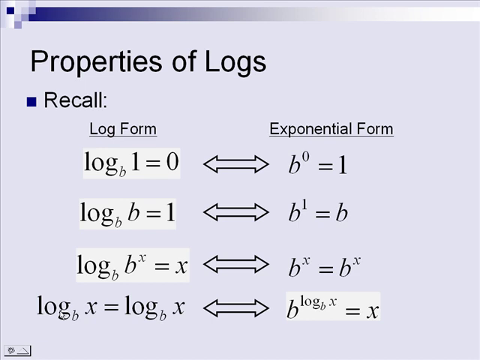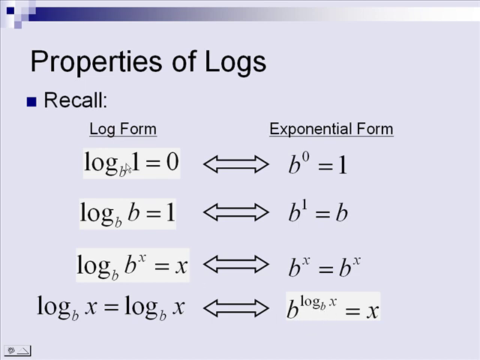The last one here, the log form is more obvious. Log base b of x is log base b of x. That should always be true. And now if we convert it to exponential, I'm going to take this base b, raise it to this other side. So I get b to the log base b of x always equals the inside of that log, the x. So that's another property right there.